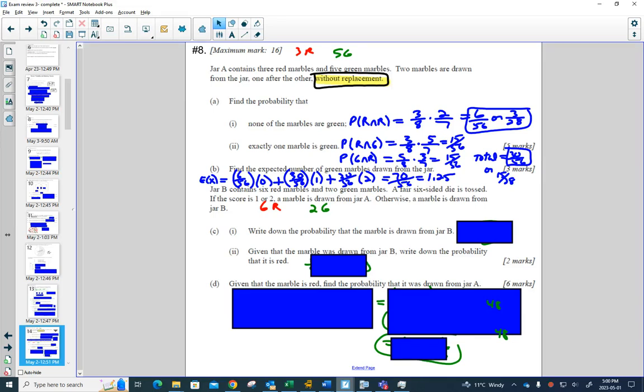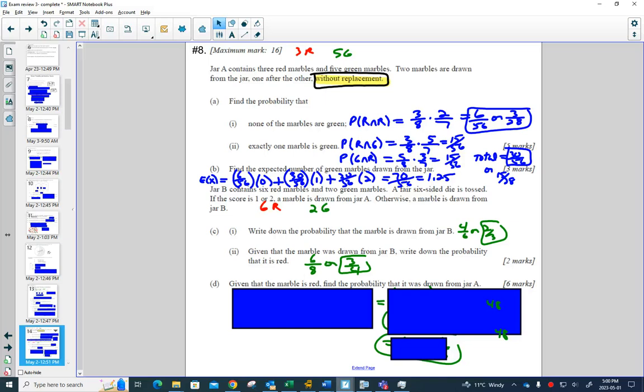Then jar B contains 6 red marbles, 2 green marbles, and a 6-sided die is tossed. If it's a 1 or 2, a marble is drawn from jar A. Otherwise, a marble is drawn from jar B. Write down the probability that the marble is drawn from jar B. Well, that's 4 out of 6. Given that it was drawn from jar B, write down the probability that it's red. Well, if you know that you're getting jar B, the probability of it's red is just 6 out of 8.